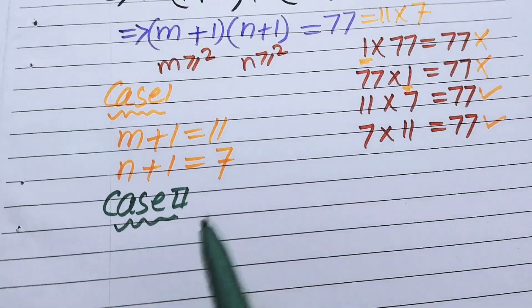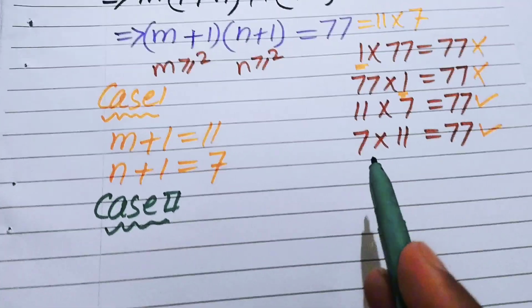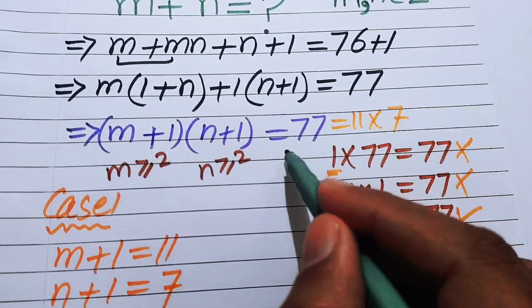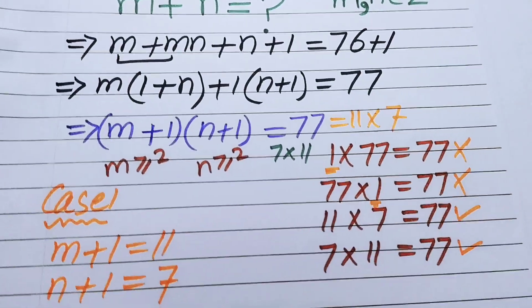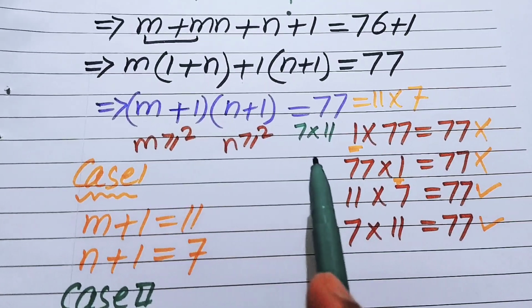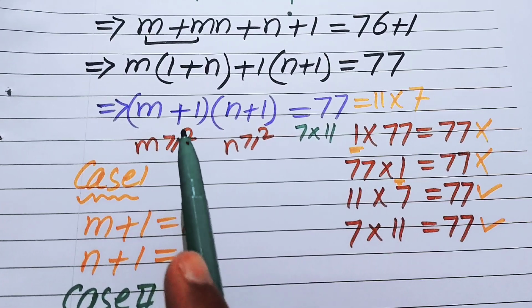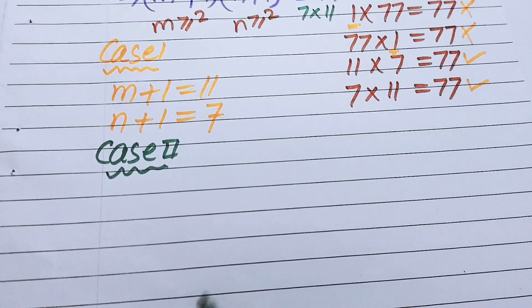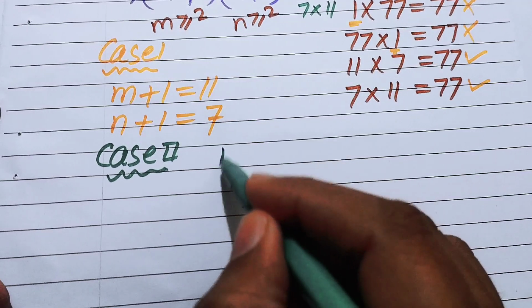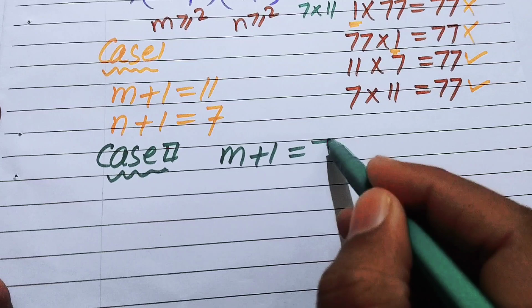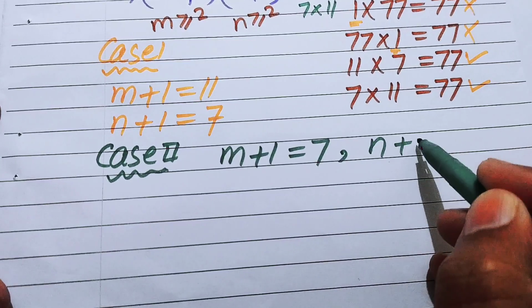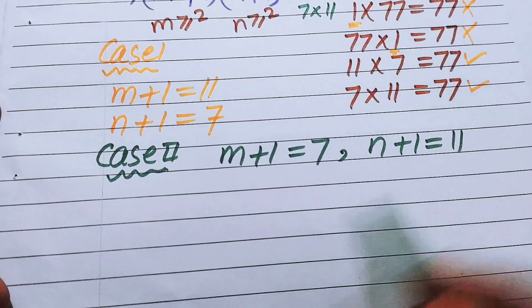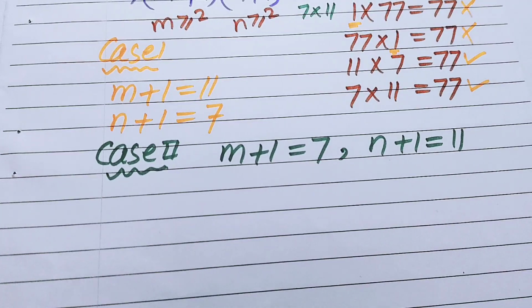In case number 2, if we choose 7 times 11, we write this 77 as 7 times 11, and now we compare both sides, and you see that m plus 1 equals 7 and n plus 1 equals 11. So this is our second case. We have these two cases, and we use them to find the value of m plus n.